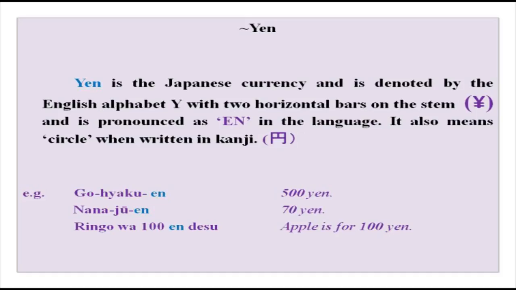As is given over here, yen is the Japanese currency and is denoted by the English alphabet Y with two horizontal bars on the stem and is pronounced as en in the language. It also means circle.